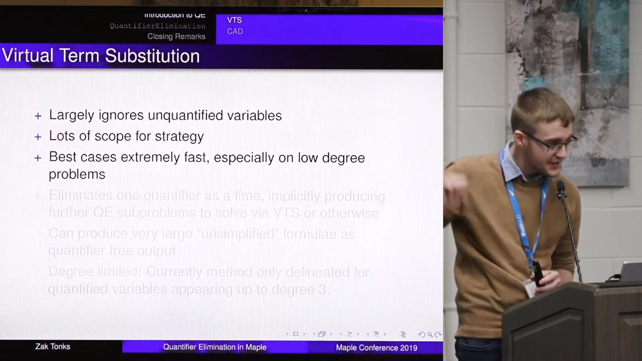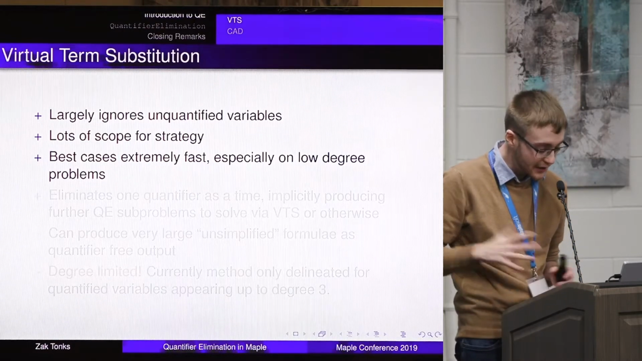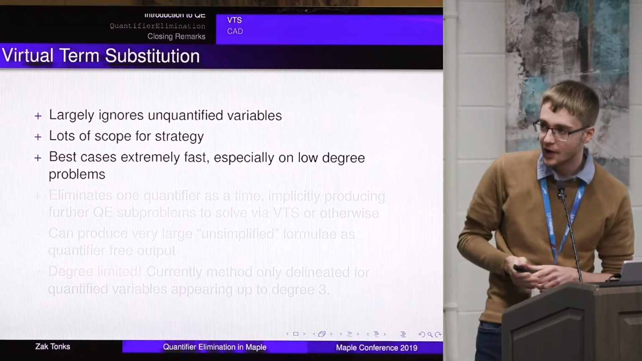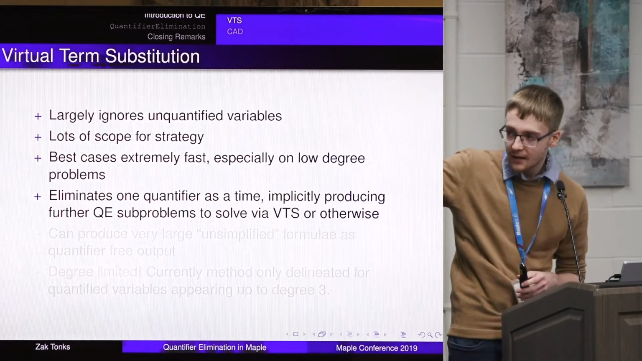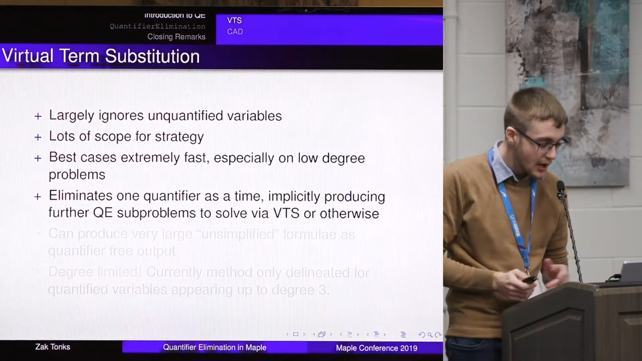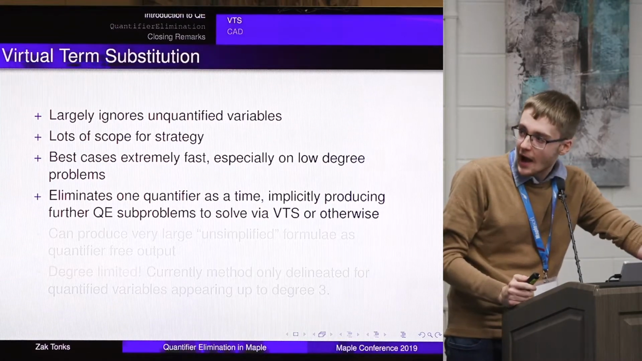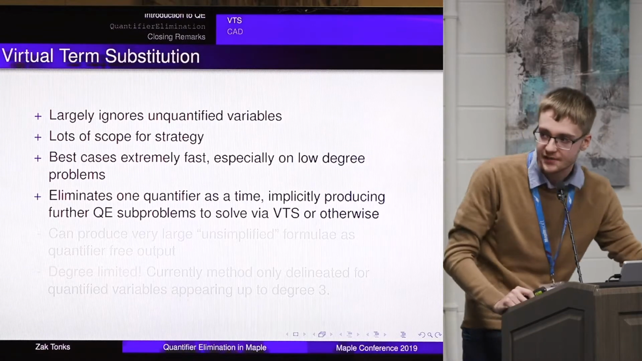I haven't explicitly said it, but VTS should be very good at linear examples, because substituting from a linear polynomial is just, b over a. Yeah, so as I keep saying, this is a real big part of my project: it eliminates one quantifier at a time, and you get further QE subproblems. So this is a recursive process, if you want to call it that.